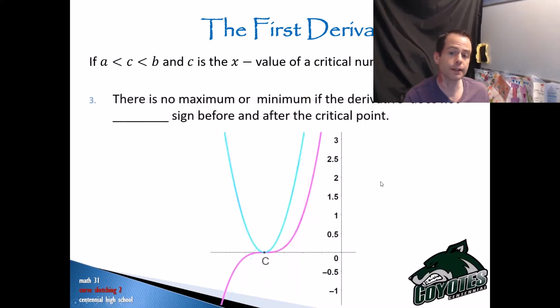If the sign of the derivative doesn't change, so in this example, you can see that my derivative is positive leading up to the critical number, and then my derivative remains positive after the critical number, okay? So that means there's no maximum or minimum if the derivative does not change sign before and after the critical point, okay?